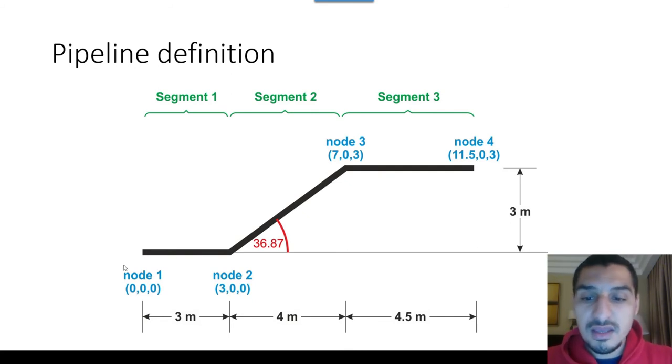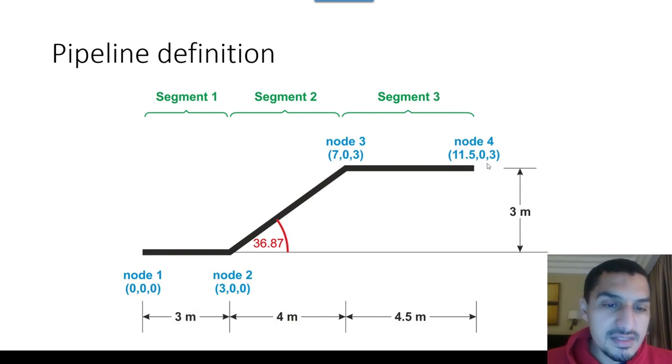Or you can say that I have a pipeline that consists of 3 segments. The first segment, length of the first segment is 3 meters, and the angle is 0. The angle between this pipeline and the horizontal line, the floor. So by doing this, I define the segment by two pieces of information: the length and the angle. Here the length is gonna be 5. This is 3, 4, and 5. This is right angle triangle. So this is gonna be 5 meters, and the angle is 36.87. And this is gonna be 4.5 meters, and the angle is 0.